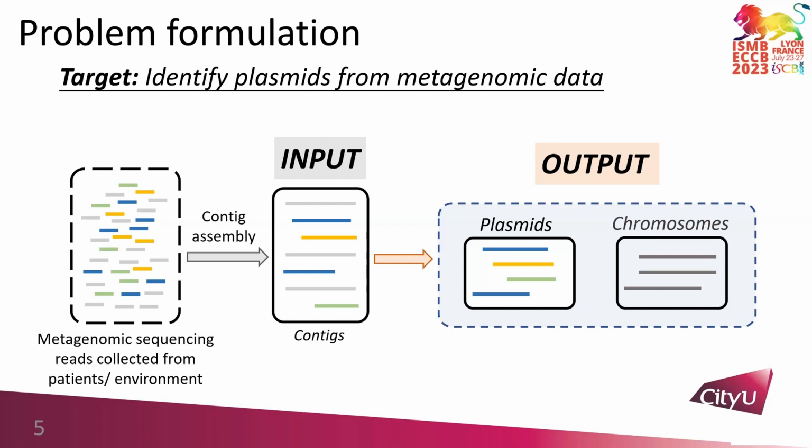So our problem formulation is to identify plasmid contigs assembled from metagenomic data. After we obtain the metagenomic sequencing reads, we assemble the reads into contigs. We use these contigs as input, and we identify which contigs are from plasmids.